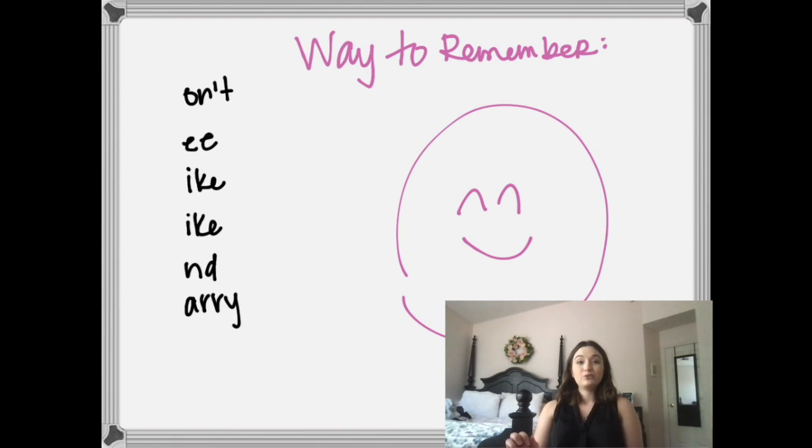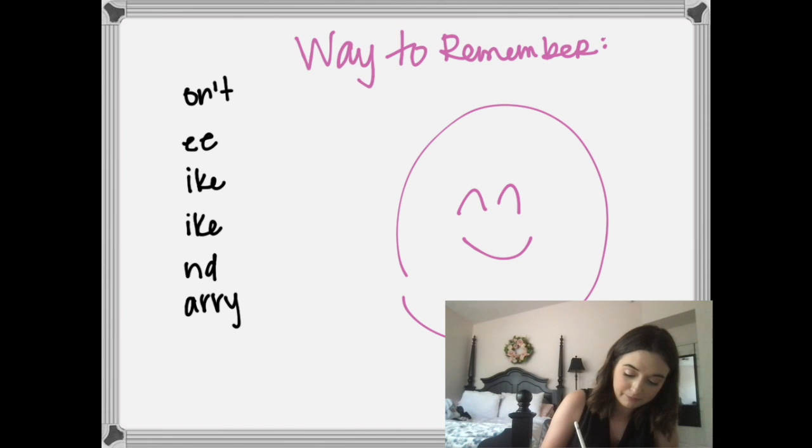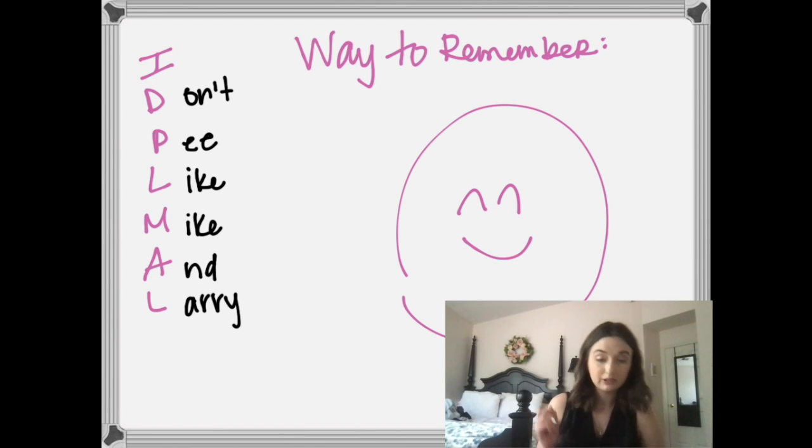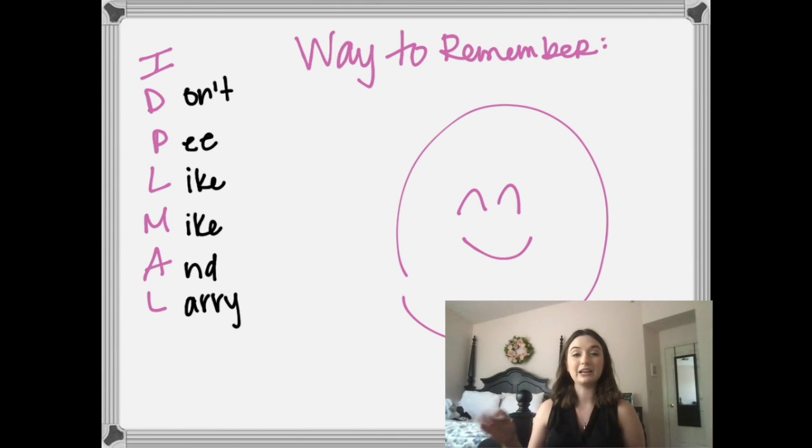I love mnemonics and acronyms and all the silly ways to remember things. A way that Miss Owen taught me to remember the church modes is the following: I, Don't, P, Like, Mike, and Larry. I don't P like Mike and Larry. And you can interpret that in any way you want. That's how I remember Ionian, Dorian, Phrygian, Lydian, Mixolydian, Aeolian, and Locrian.